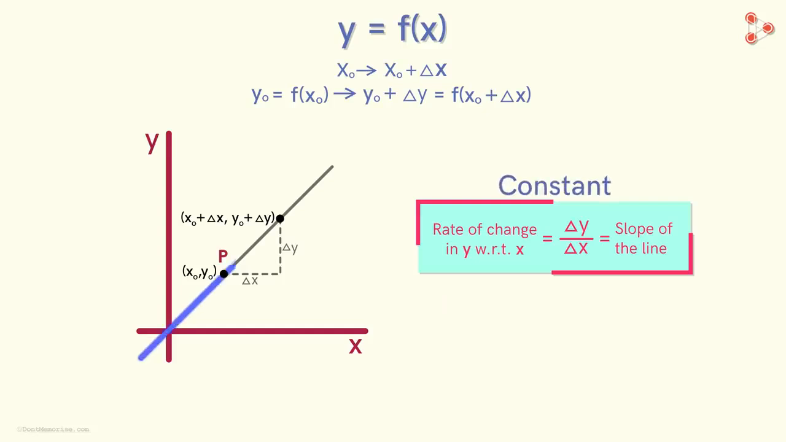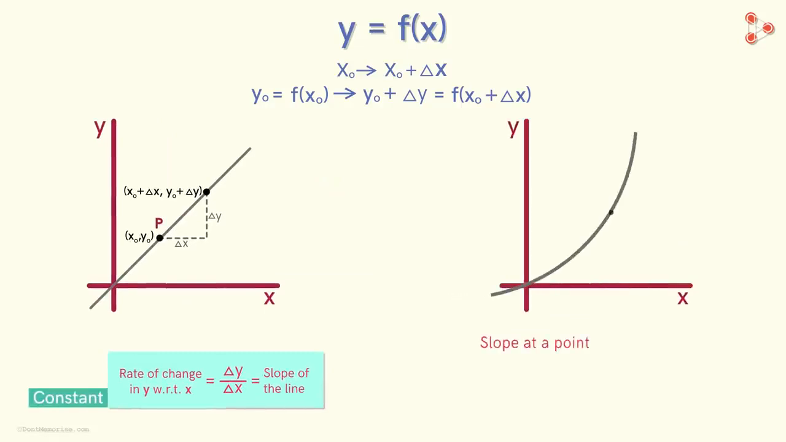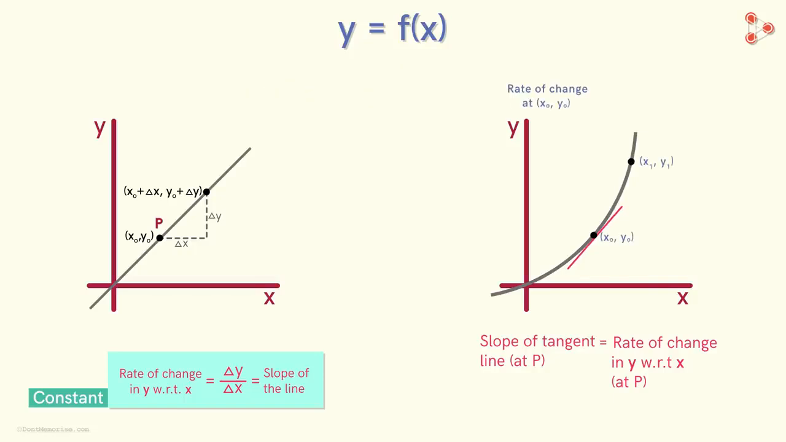But what if instead of this, the graph of the function is given by a curved line? The slope at a point tells us the rate of change at that point. We've seen earlier that in a very small region around a point, the curve can be thought of as a straight line. This is the tangent line at this point. So we see that the slope of this line is equal to the rate of change here. But now, we can see that depending on the point on the curve, the slope will change. So this means, depending on the value of the x variable, the rate of change will also vary.